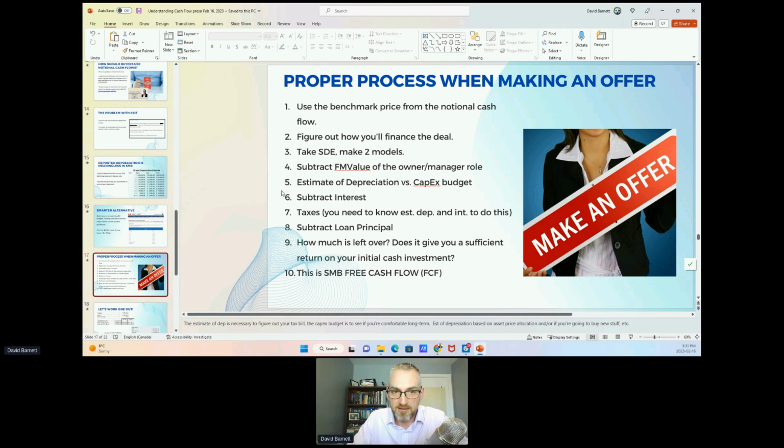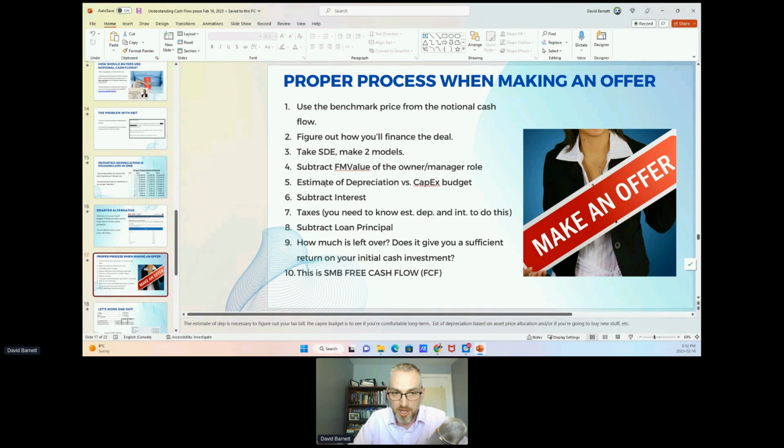Then you're going to subtract the interest. I didn't say debt service. I said just the interest. When you're calculating your debt service, you're going to want to make an amortization table so you can see what the interest versus the principal amounts are, because the interest is an expense for tax purposes. Principal is not. You borrow money from the bank tax-free, and it goes back as a non-tax event as well.